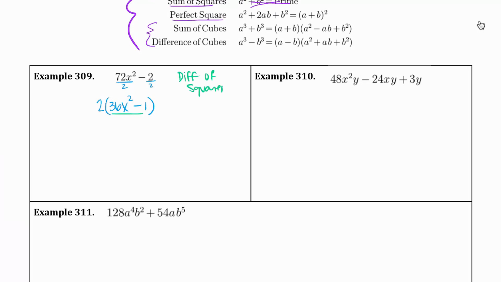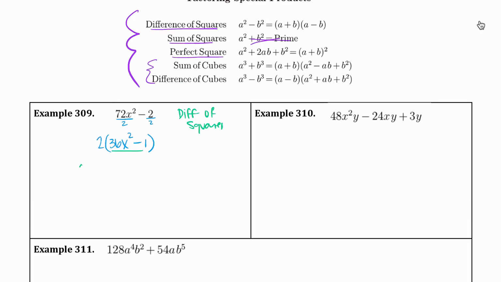So let's think how we factor the difference of squares. I'm going to leave my greatest common factor in front. Square root of 36x squared is 6x. Square root of 1 is 1. One's going to be plus. One's going to be minus. We are finished factoring this one.